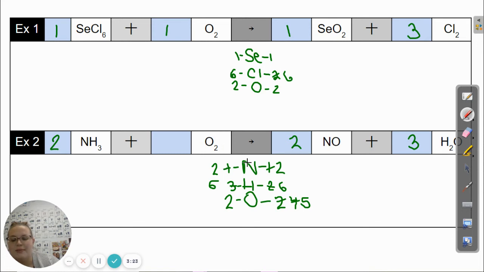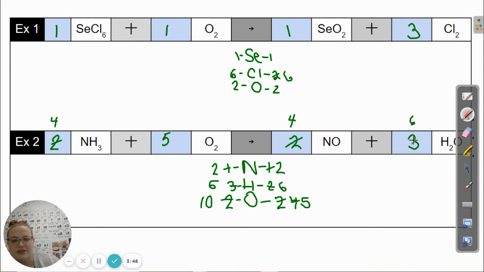What can I multiply by 2 to get me 5? Well, that would be 2.5, but I can't have half an atom. So what I'm going to have to do is put a 5 here and double all my other coefficients. So 5 times 2 makes 10, and I'm going to double all my other coefficients. So this is going to become 4, this is going to become 4, and this is going to become 6.